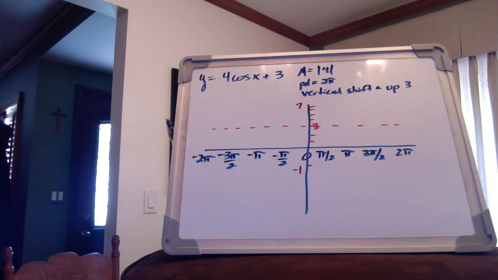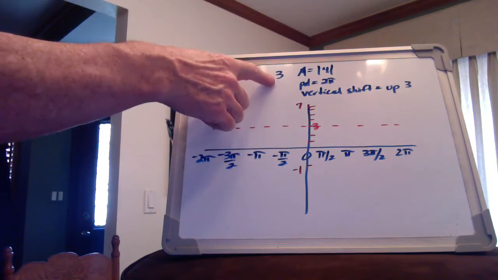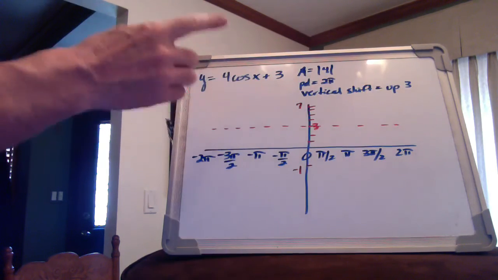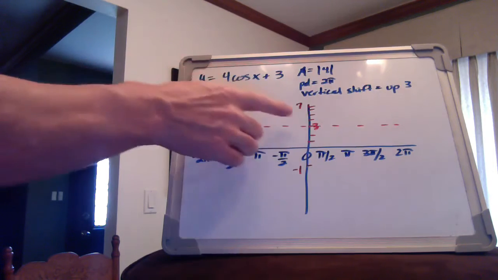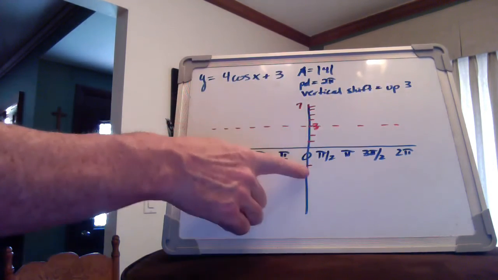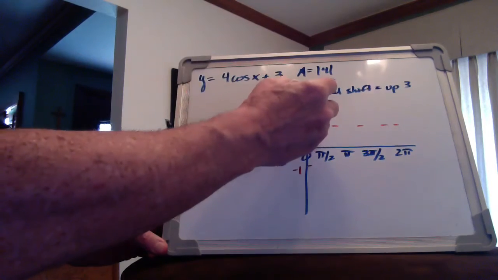Just like I described in the previous problem, I'm going to start with the vertical shift up 3. So my new horizontal is at 3. I want to make sure that my high point is 4 above that, so it's 7. And then my low point is 4 below this, so I'm going to be at -1. Remember the cosine graph starts at the highest point. So here we are here.